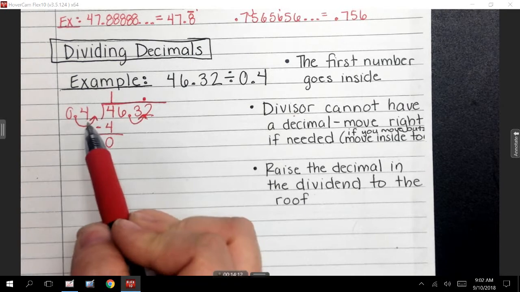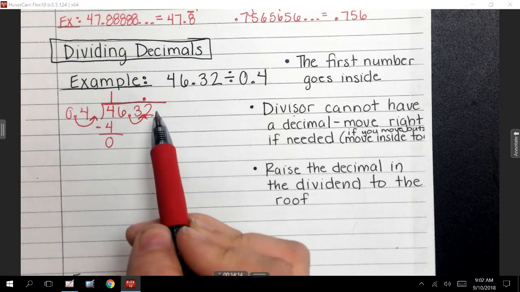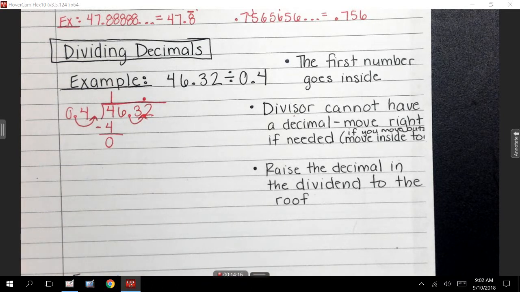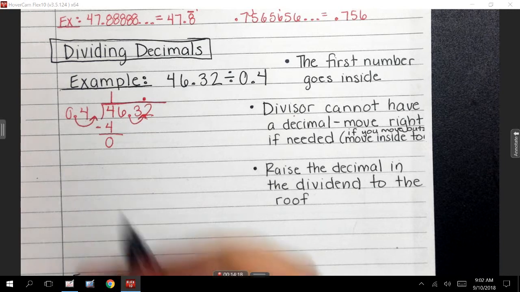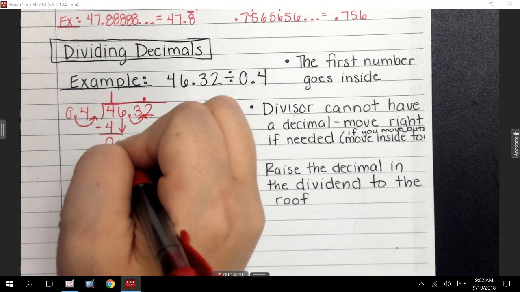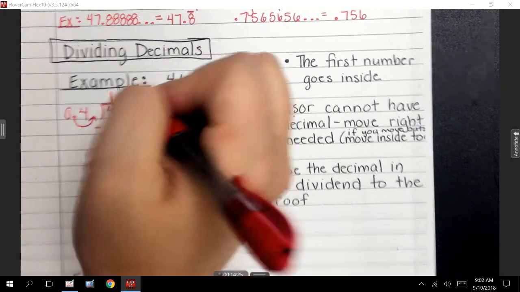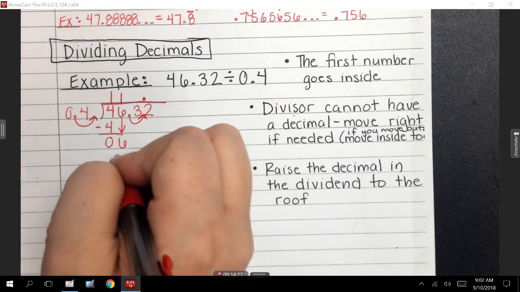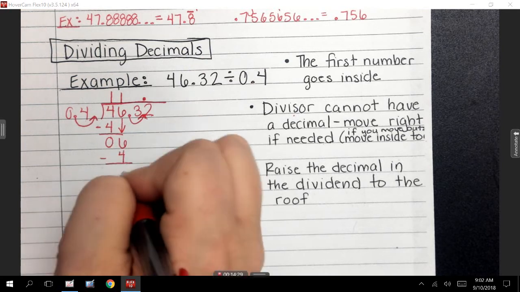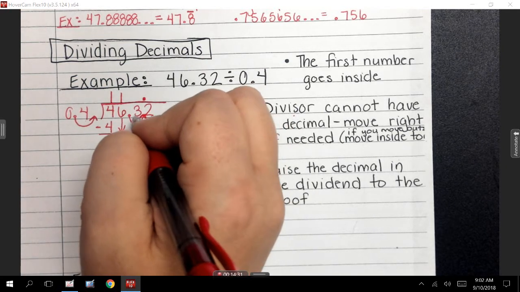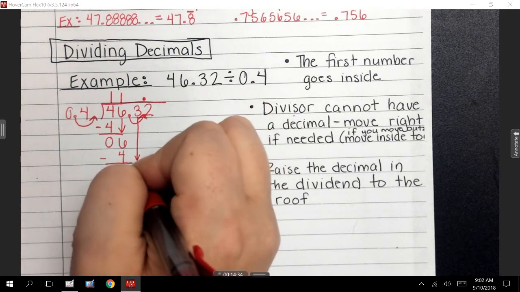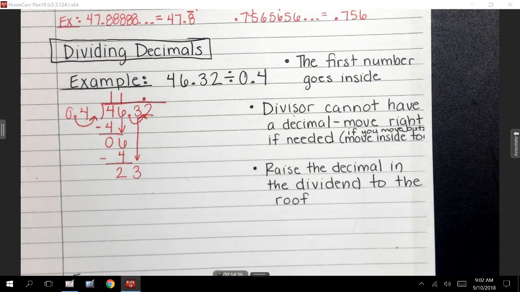Alright, if this was a smaller number than 4, we would just move over and keep dividing like normal. This is just the normal division algorithm. We're not doing anything special. We're going to bring down the 6. How many times will 4 go into 6? 1. So I'm going to put a 1 on top. 1 times 4 is 4. When I subtract, I get 2. We're going to bring down a 3. How many times will 4 go into 23? 7.